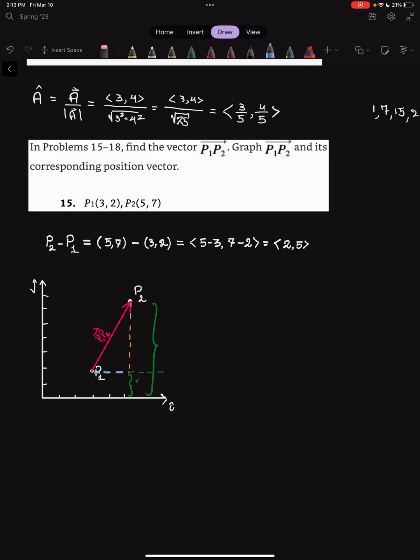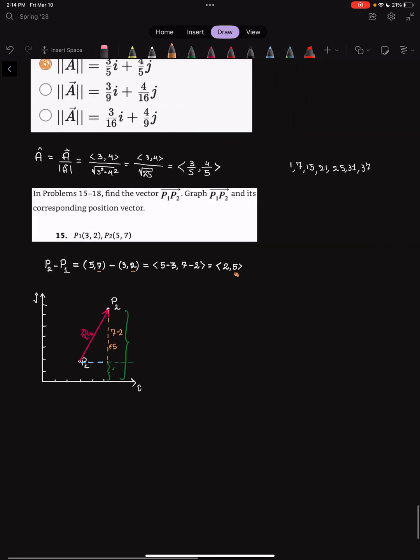So to find that length, I would just need to do the y component of P2, the 7, minus where we start off, which is the y component of P1, which is 2. 7 minus 2. And so we know that this has to be 5. And as you can see, the y component is 5. That is the same for the x direction.